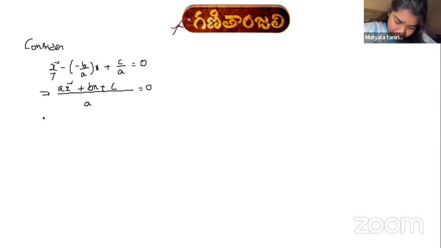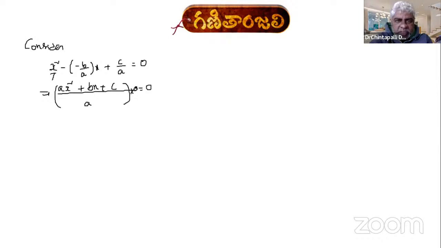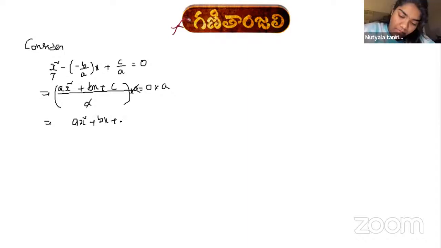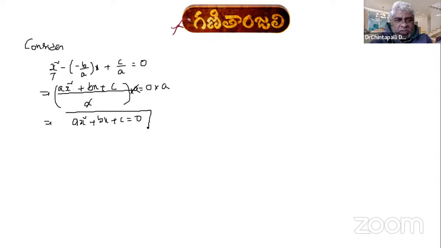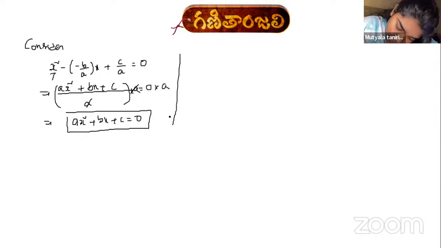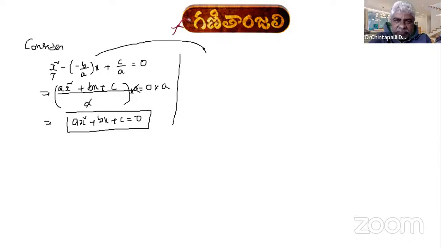What happens when we multiply both sides by a? The a gets cancelled. We are left with ax square plus bx plus c equal to 0. Got it? Now we get the same quadratic equation, ax square plus bx plus c equals 0. We get the actual equation. Now let us convert this. x square minus, what is minus b by a? Minus b by a is the formula for the sum of the roots.